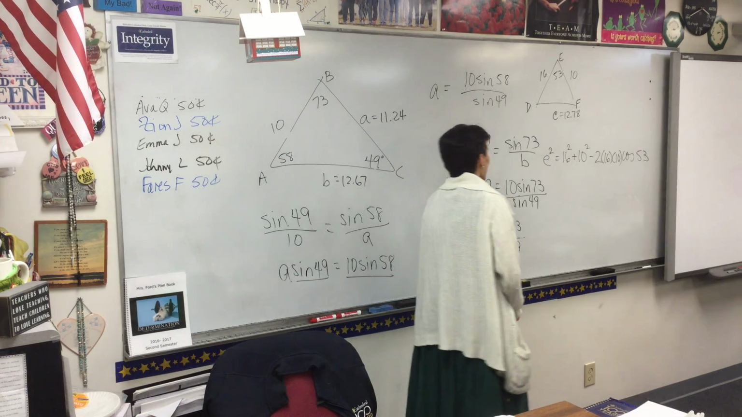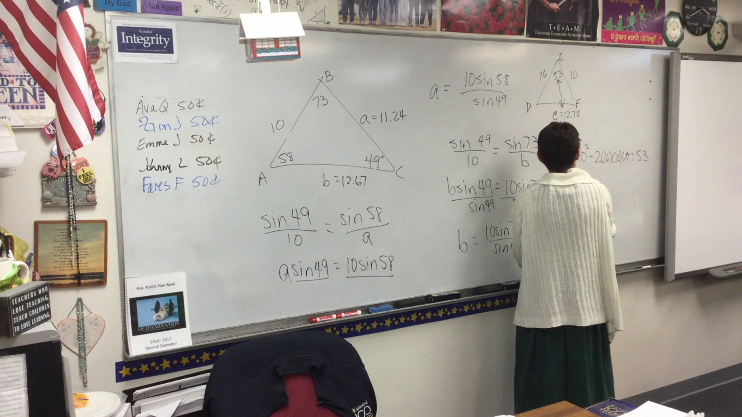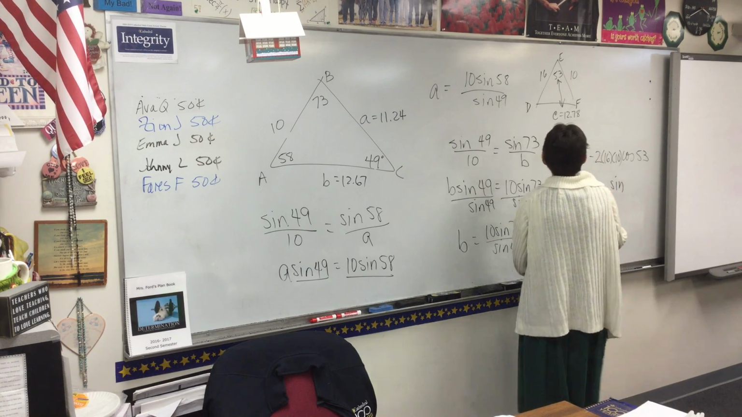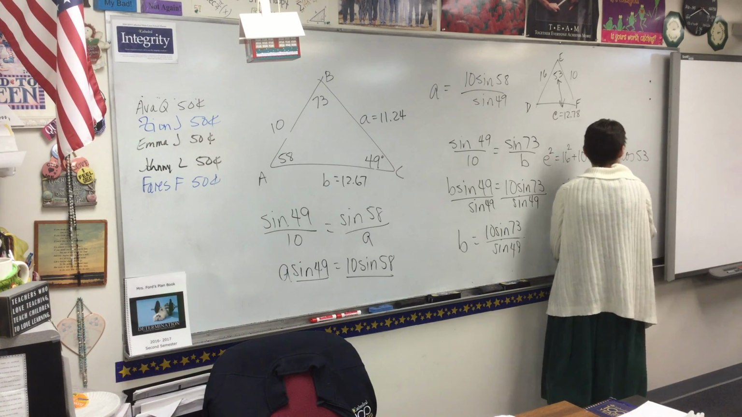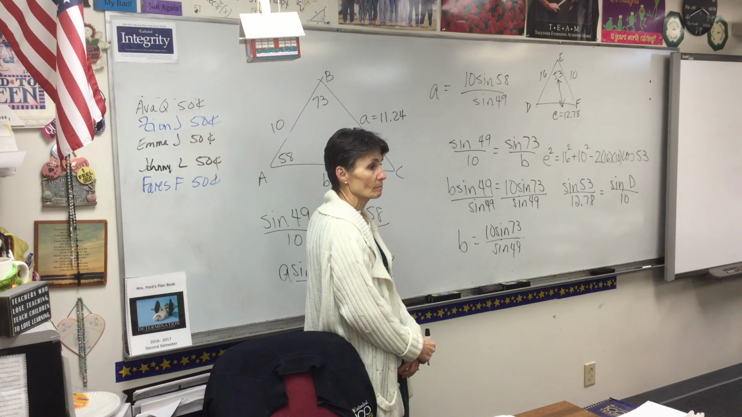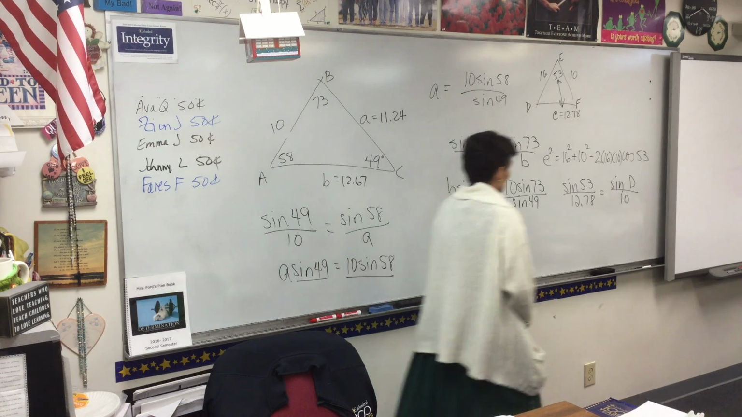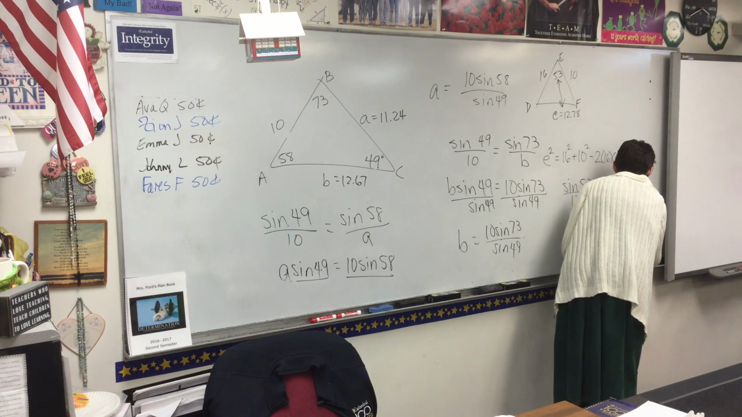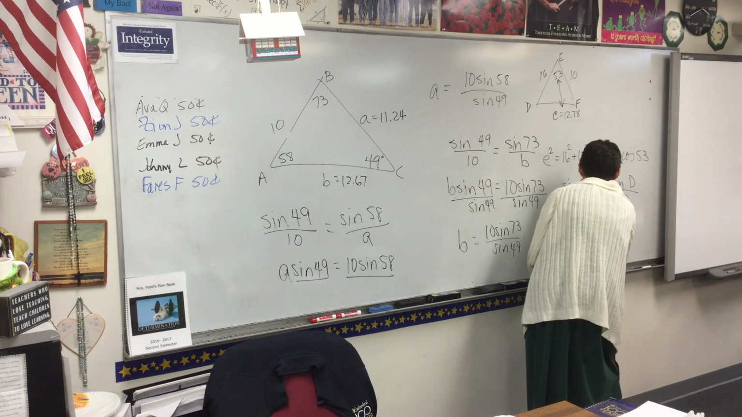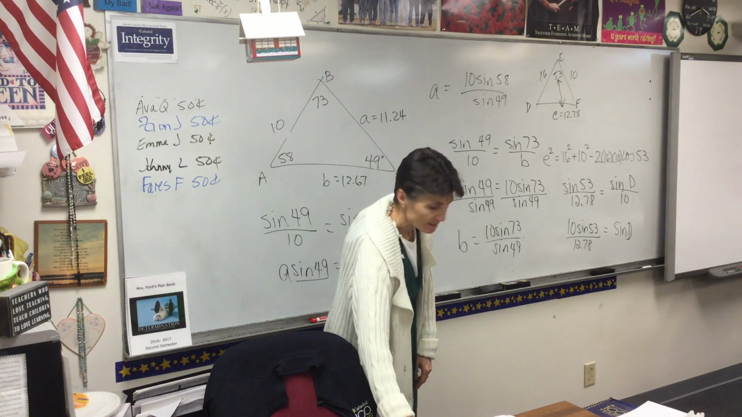Christina? Use the law of sines. Now we can use the law of sines. Look, Audie, see this right here? That's my pair. So sine 53 over 12.78 is going to equal sine D over 10, for example. You're going to cross multiply and divide, and you should end up with 10 sine 53 over 12.78.